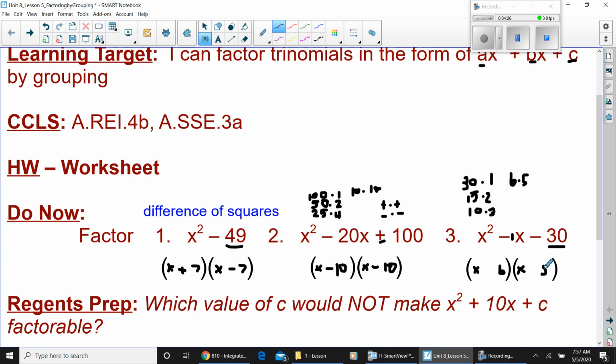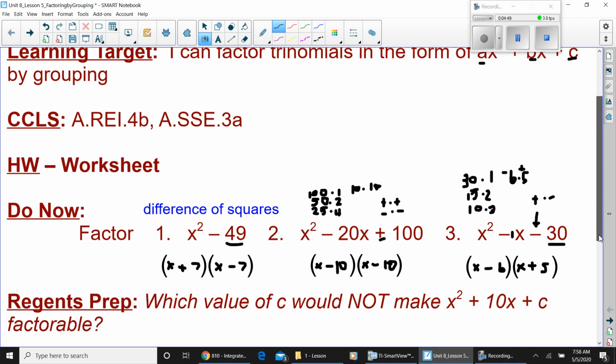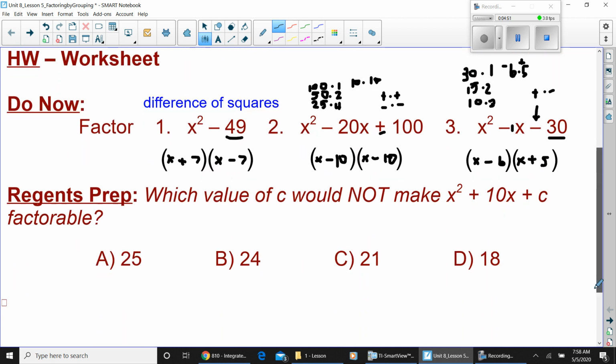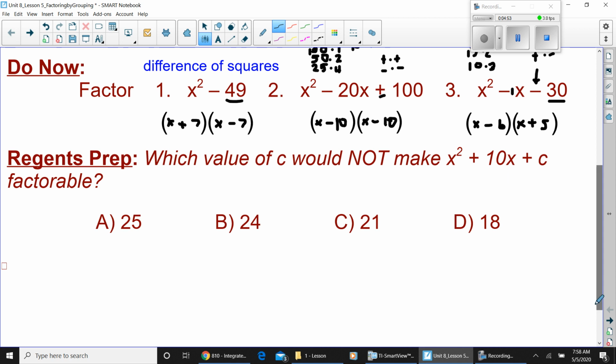Since it has to multiply to a negative number, I have to have one positive times one negative. And with 6 and 5, to make that equal negative 1, it would have to be a negative 6 plus 5. So basically, just like this, and you are finished. Negative 6 plus 5 is negative 1. Negative 6 times 5 is negative 30.